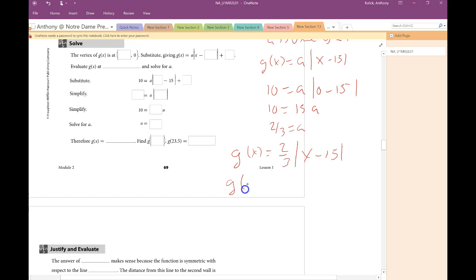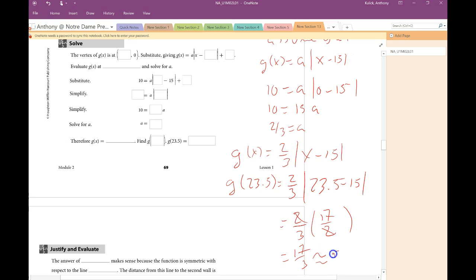So if I want to find g of 23.5, that's going to be 2/3 times the absolute value of 23.5 minus 15. And 23.5 minus 15 is 8.5. For the sake of argument, I'm going to just think of 8.5 as a fraction, so I don't have to get out a calculator. That's 17 over 2. So those cancel out. I end up with 17 over 3, or approximately 5.6 repeating feet off the ground.